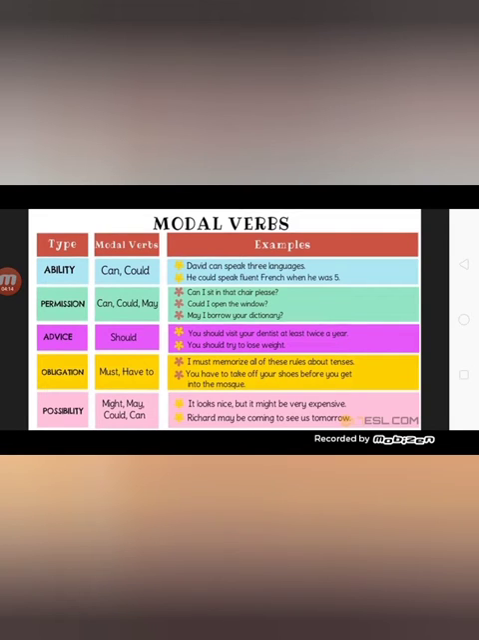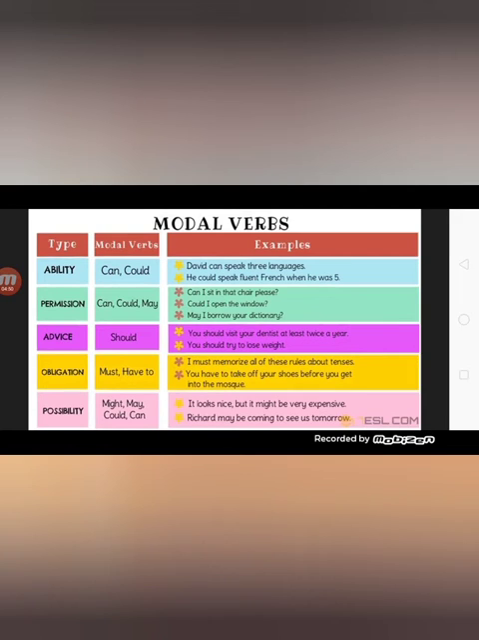First is ability. Ability means a person has some ability of doing any task, any action. To show it, we can use can and could. Again, to ask permission, in a formal way we use may, like may I come in sir or may I come in ma'am. But if you ask in an informal way, we can use can. So for permission we use can, could, or may.